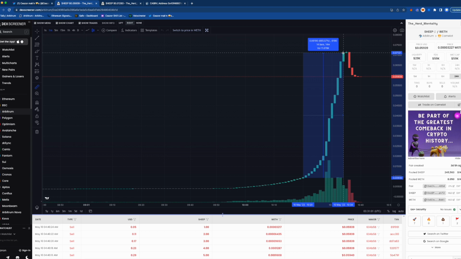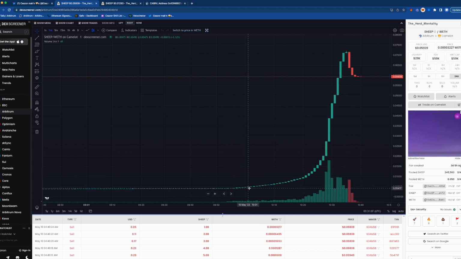If we take a measurement from here to here, it's like a 600% increase. Now we're talking cents, like 7 cents, 9 cents. I ended up only accumulating about 1,000 of these sheep coins, but the bots during this time and some of the whales accumulated a substantial amount, like 60,000 or 40,000 of these sheep coins. So during this accumulation period, everybody's just aping it.